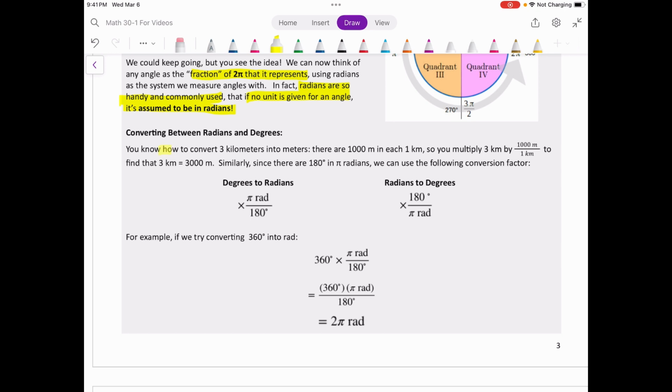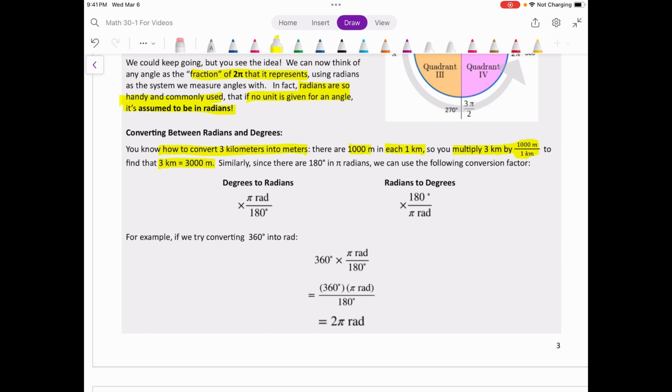So, you know how to convert 3 kilometers into meters, right? There are 1,000 meters in each kilometer, so you multiply 3 kilometers by 1,000 meters per kilometer, 1,000 meters for every kilometer, to find that 3 kilometers is 3,000 meters. Those mean the same thing, they're just being measured with a different unit now. We're just measuring them 2 different ways.